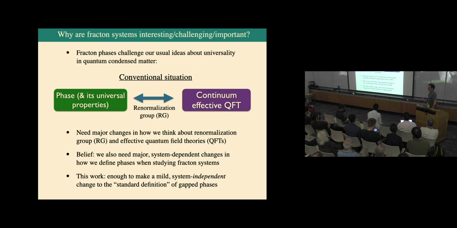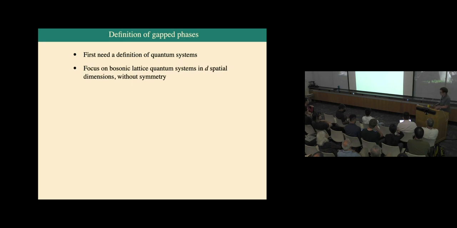So what I want to try to convince you now is that it's actually enough to make a mild and system-independent change to what I'll call, in some quotes, a standard definition of gapped phases. Okay, so I want to try to sketch this definition. So first, quantum phases should be some equivalence classes on a set, or maybe a space, of quantum systems. So first we need a definition of what we mean by a quantum system.